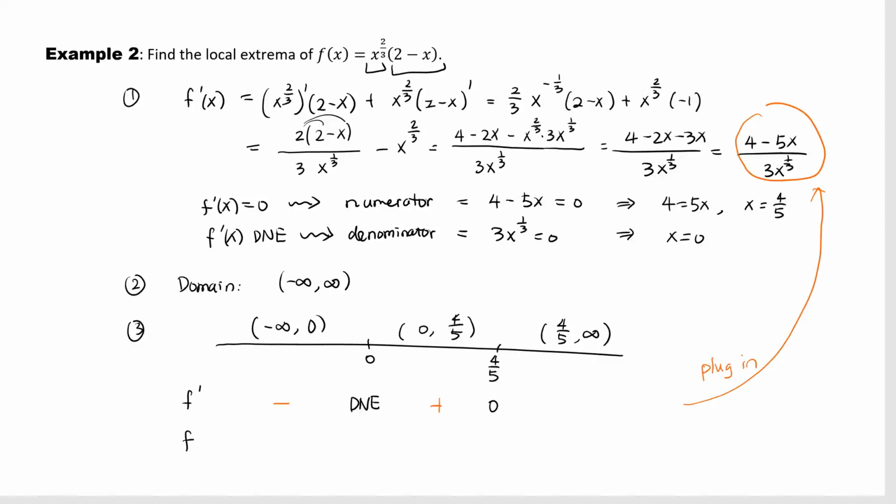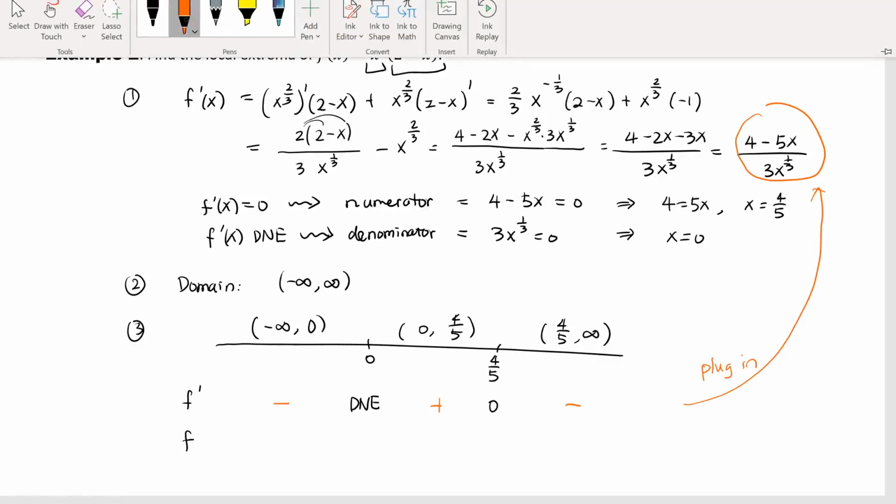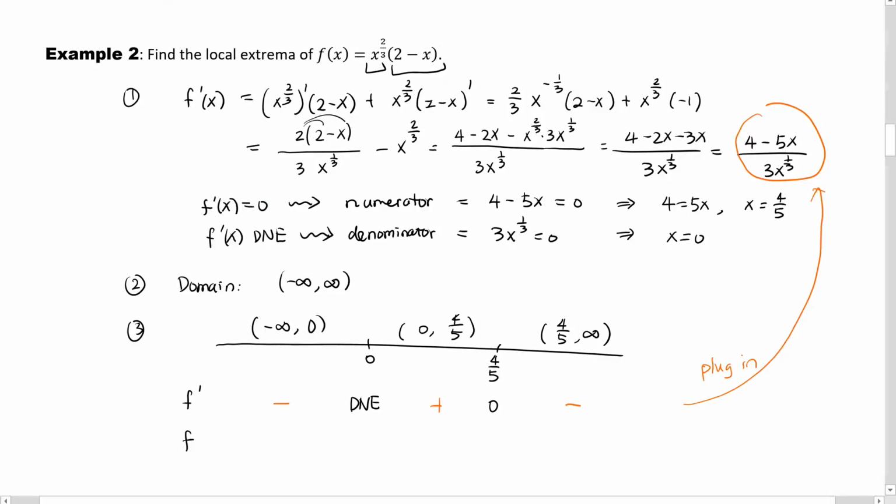Okay, can you find a number that's in the interval 4/5 to infinity? Yes, 1. So the numerator 4 minus 5 is -1. The denominator we get positive, right? So numerator negative, denominator positive, the answer is negative. All right, so let's continue. If f prime is negative, what is f? Increasing or decreasing?